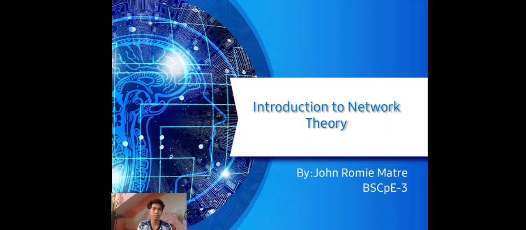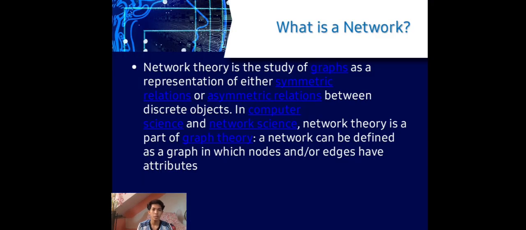Introduction to network theory. What is a network? Network theory is the study of graphs as representations of either symmetric relations or asymmetric relations between discrete objects in computer science and in network science. Network theory is a part of graph theory.